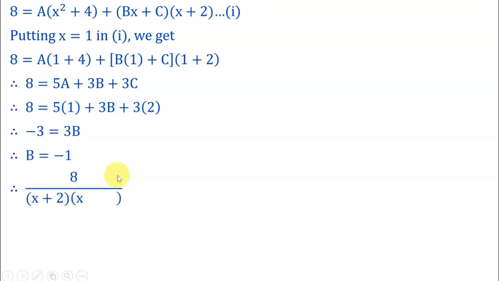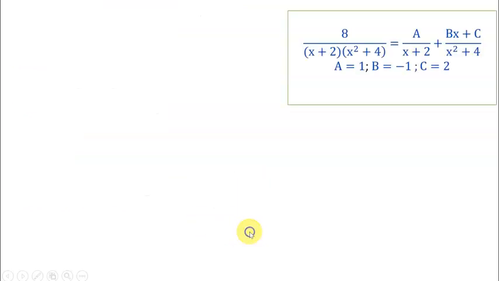Substitute the values of A, B, C. That is, A means 1, so 1 upon x plus 2, plus B is minus 1, means minus x upon x square plus 4. Okay, C is equal to 2. Now this is the form. This is very important.